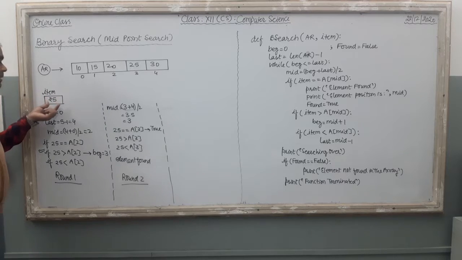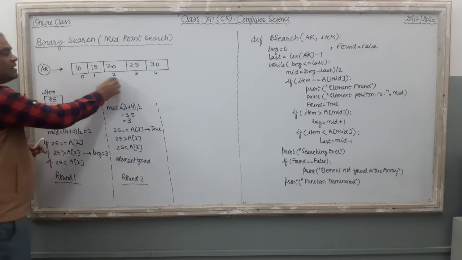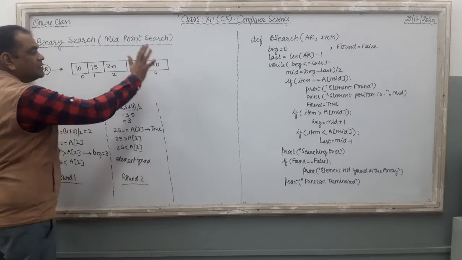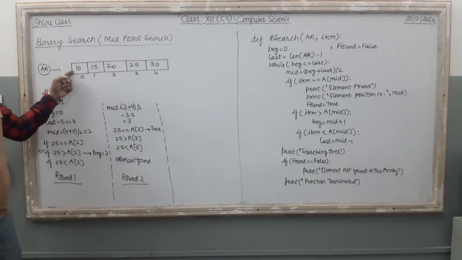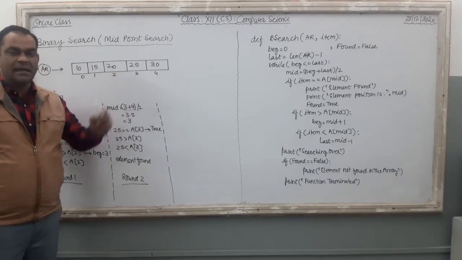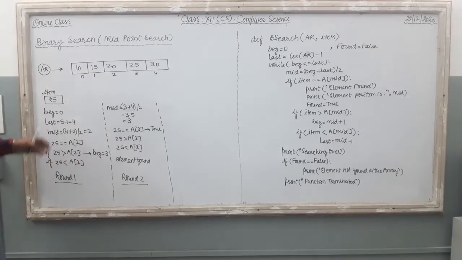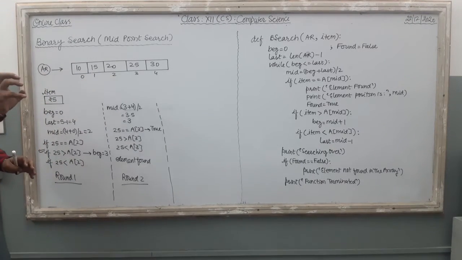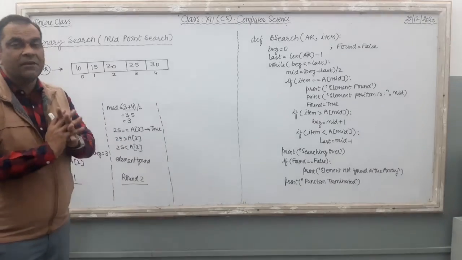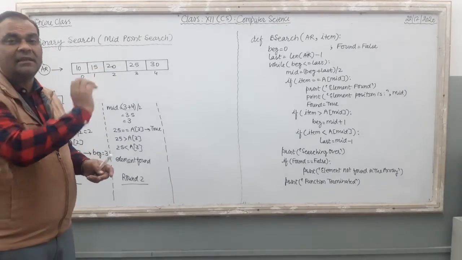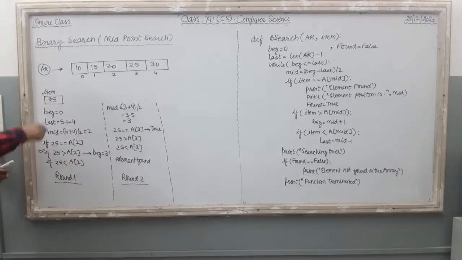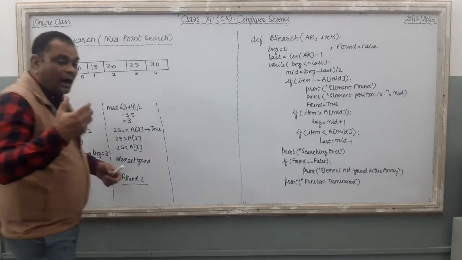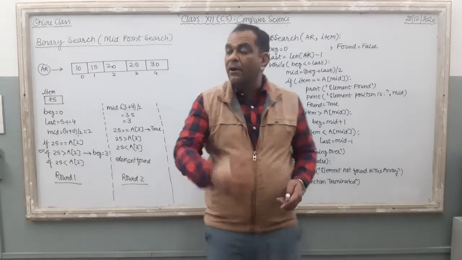Suppose this is the array. The size of this array is 5 and the elements are 10, 15, 20, 25 and 30. If you want to search something in the array, very first you take the item from the user, that is, which specific item you want to search inside the array. Suppose the item is 25. Now, we are going to understand this midpoint search.